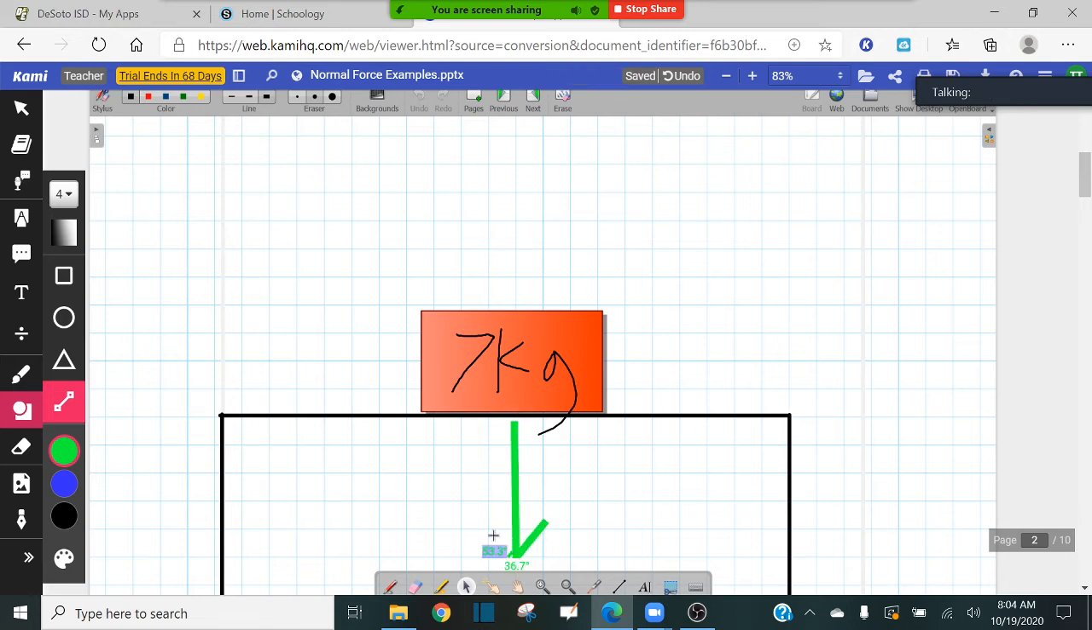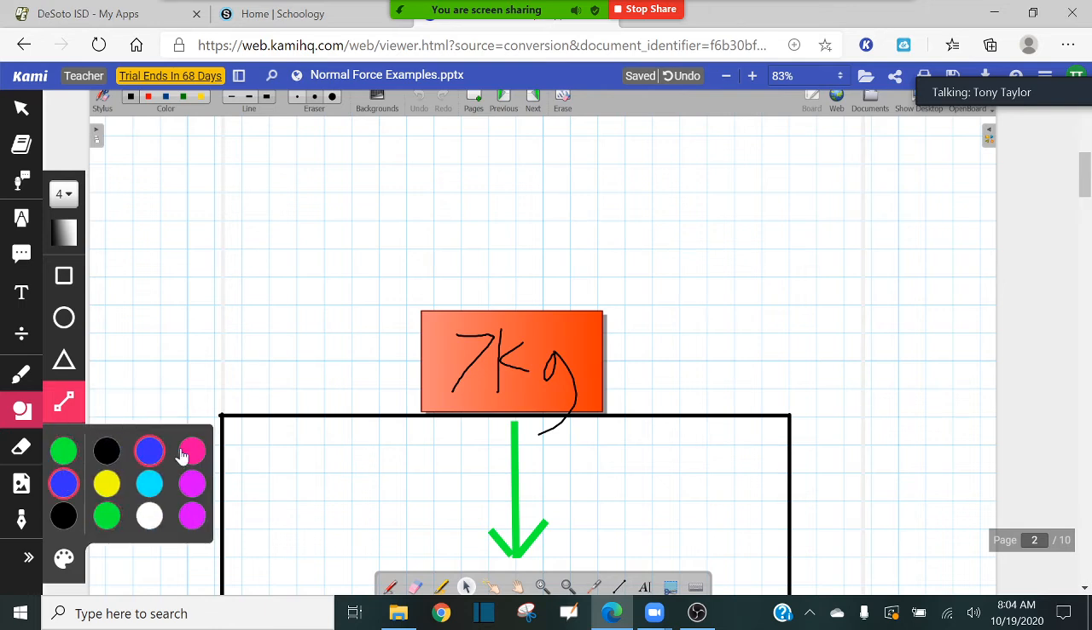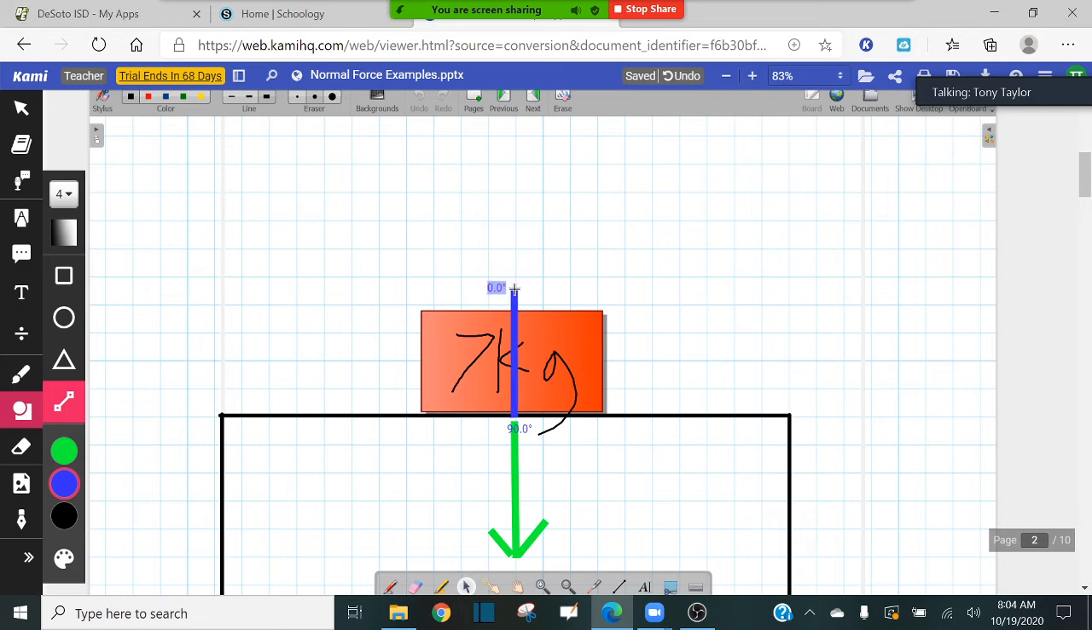But there has to be another force to balance that because the block is not moving. So the surface of the table itself must be pushing up on the block, and that force is what we're going to call our normal force. The normal force is basically a force that is perpendicular to the surface of contact. Here's the surface of contact between the block and the table, so the normal force is 90 degrees relative to that surface. The normal force points straight up.